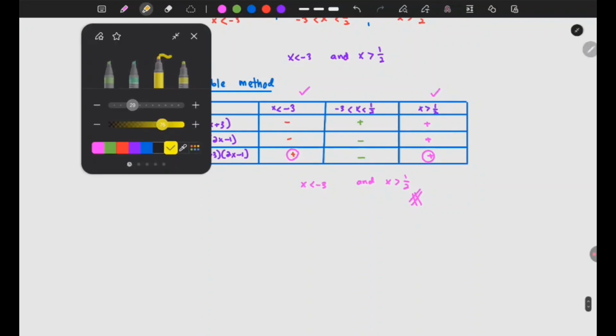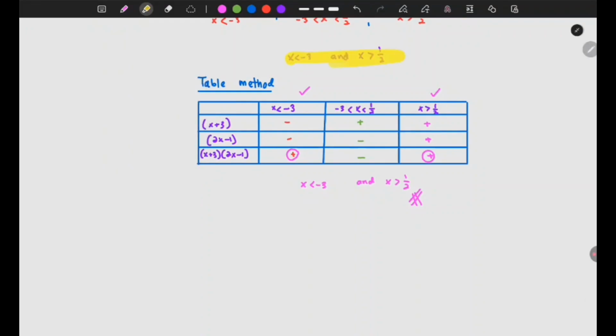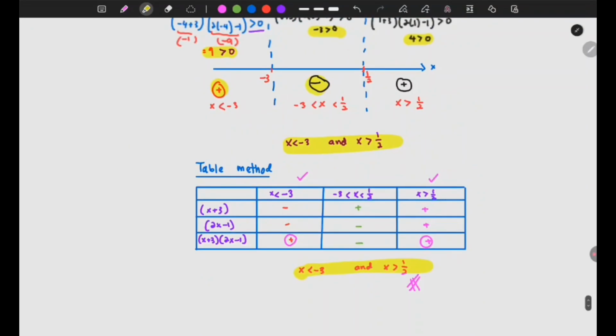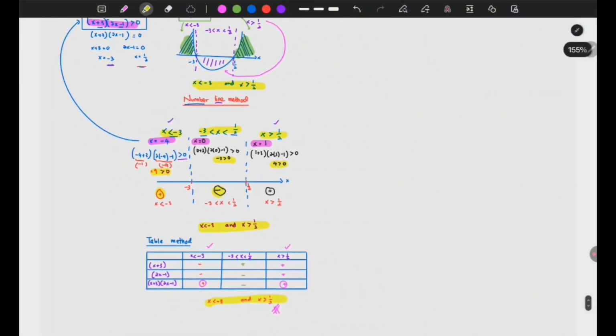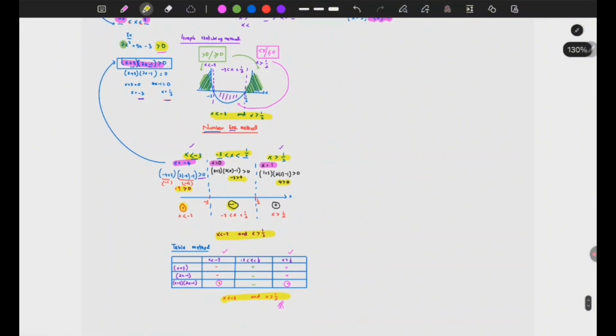So I've done explaining the graph sketching, number line, table method for the same equation. If you realize everything is the same, right? You just need to take one point and just substitute inside the factorized inequalities and just see whether it's positive or negative number. And the sign, either more than 0 or less than 0, is important.